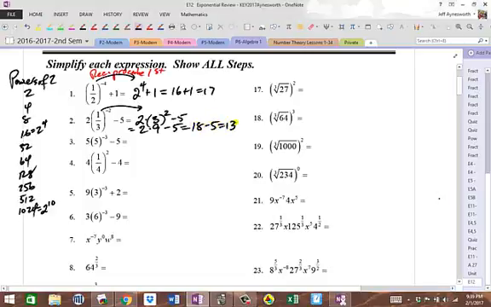All right, so we step it out. We reciprocate first from here to here. Then we evaluate the exponents and follow the order of operations. Then we multiply before we subtract. So 2 times 9 is 18. And then we subtract 5 to get 13.